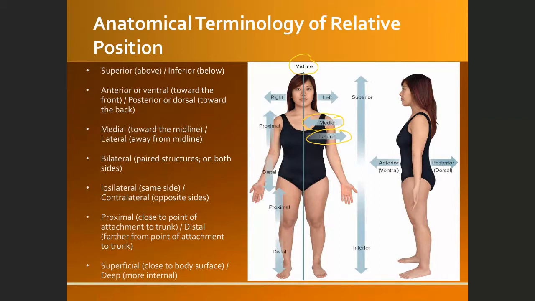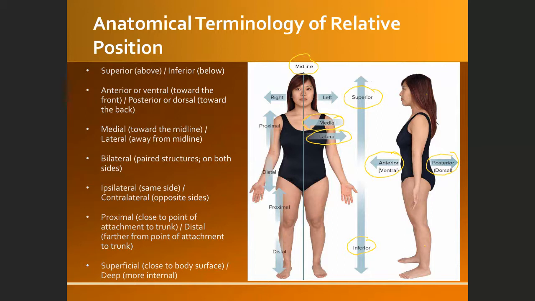And then top and bottom. The top is called the superior, and the bottom will be inferior. For example, if you compare the head and the leg, the head will be superior to the leg. Anterior means on the front, also known as ventral, and posterior, or dorsal, is on the back. So our abdomen is in the ventral area, and our buttock, for example, is in the dorsal area.